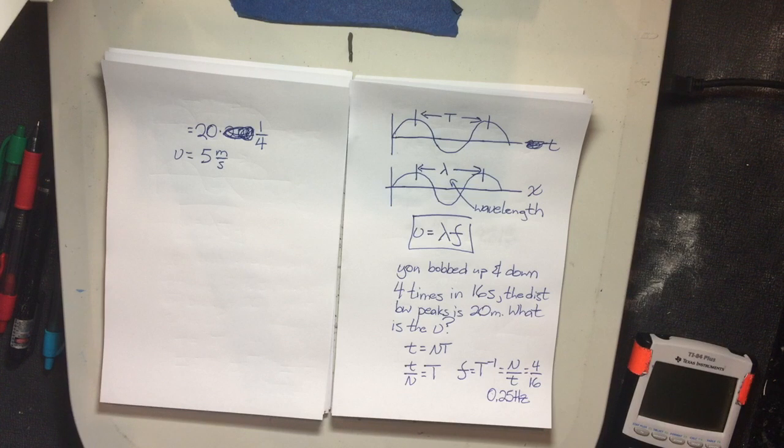And so you can get that. If I give you velocity and frequency, you can get wavelength. If I give you wavelength and velocity, you can get frequency. It's one of those: give two, solve for the third.